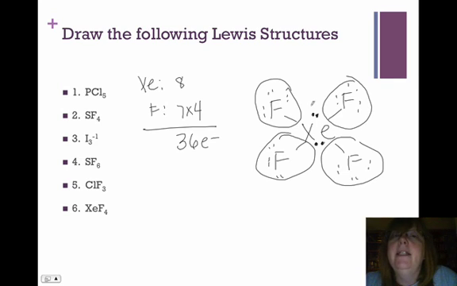Bring these drawings to class. We're going to build a model, and then we're going to talk about the polarity of these molecules. That's it. Have a great night.